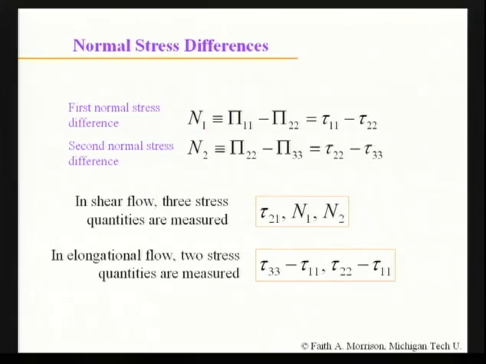So for our two standard flows, we have 3 quantities to measure in shear and 2 quantities to measure in uniaxial elongation. We measure the shear stress, first normal stress difference, and second normal stress difference. And in elongational flow, we measure tau 33 minus tau 11, which does not have a name, and tau 22 minus tau 11.